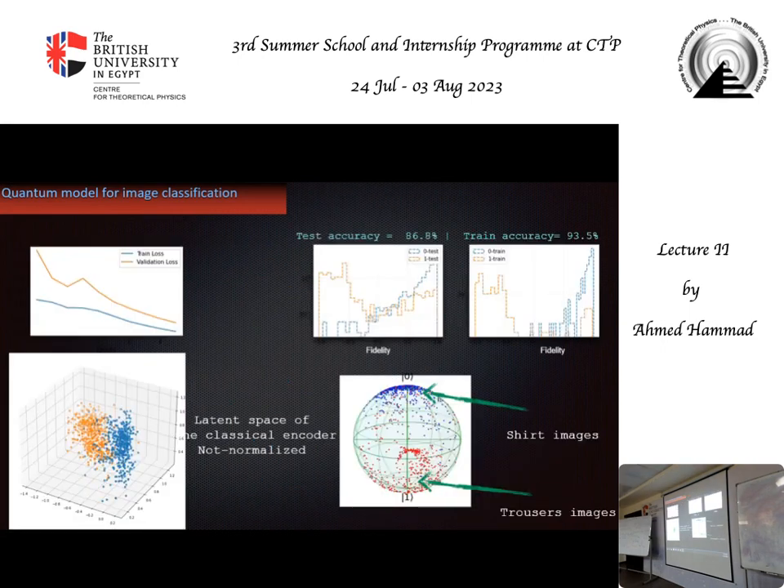But as you can see, the test accuracy is nothing but 86%, right? And its train accuracy is around 93%. I mean, there are superpositions between shirts and trousers and so on.